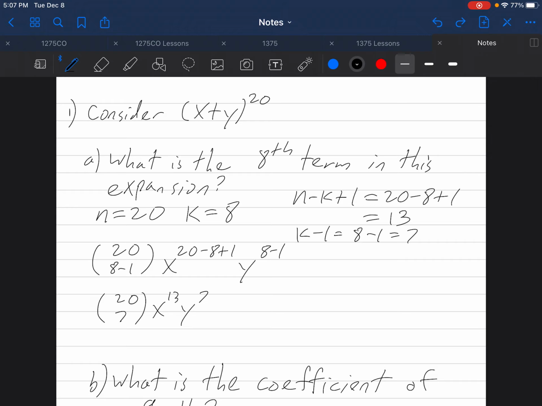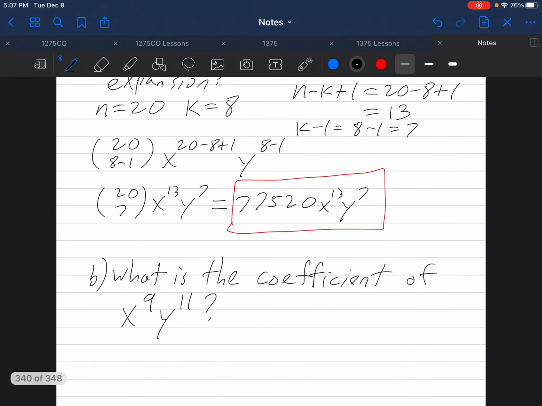Now, if you take your calculator and punch in 20 choose 7, you will get 77,520. And this is x to the 13th power and y to the 7th power. And again, without writing out the first 8 terms, we jumped straight to the 8th term in this expansion.